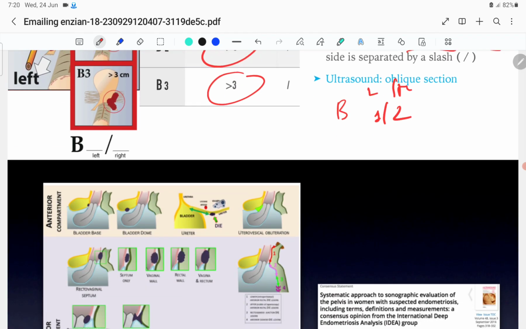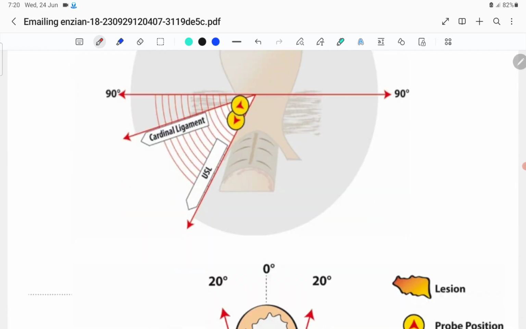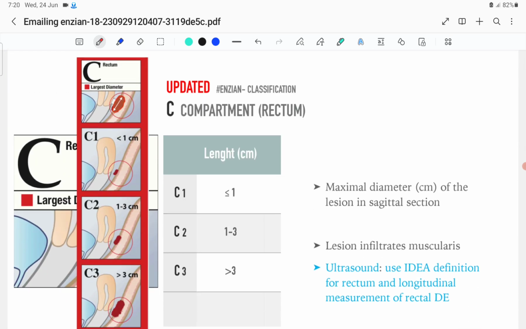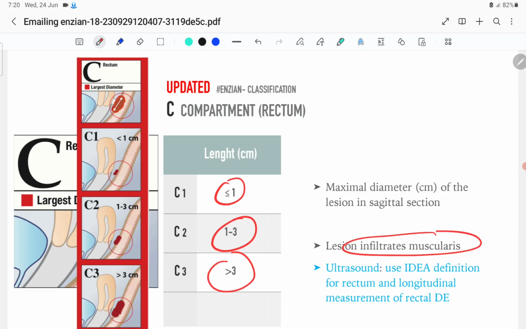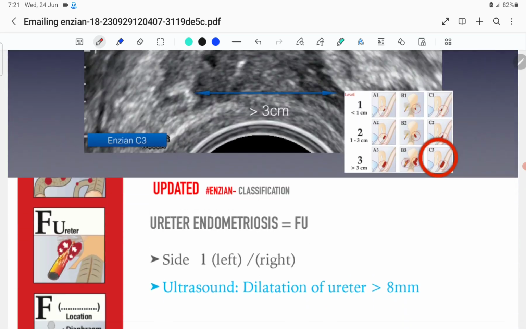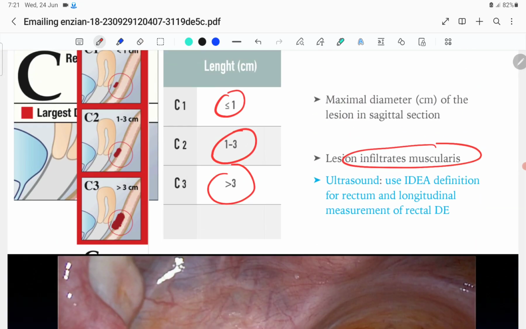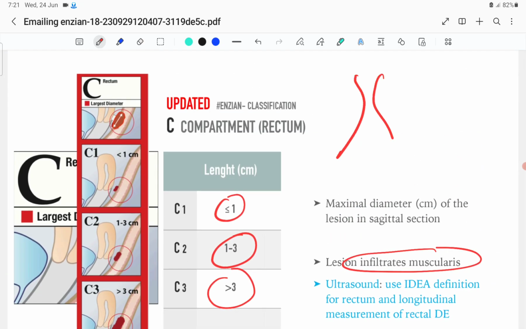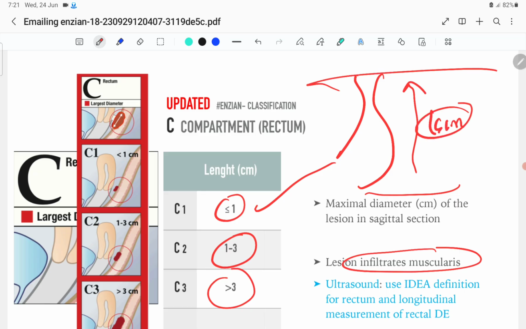Okay. Next is your C. C is your compartment rectum. Maximum diameter of the lesion is less than 1 cm, 1 to 3, or more than 3. So the lesion infiltrated the muscularis. Here for the rectum, it is mentioned that the rectum is calculated up to 16 centimeter from the anal verge. Beyond that, it is included in the bowel, the far away structure, F intestinum, Fi.